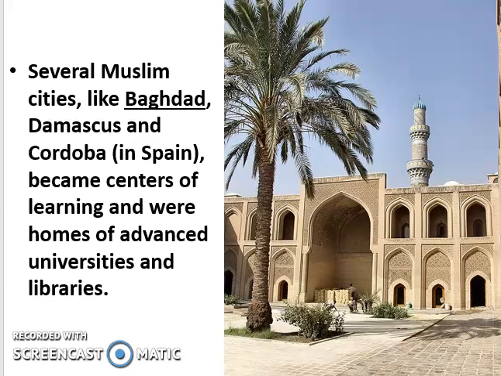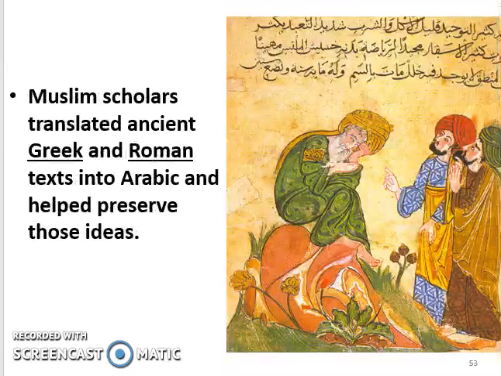Several Muslim cities like Baghdad, Damascus, and Cordoba, located in Spain, became centers of learning and were homes of advanced universities and libraries. Education was important. Muslim scholars translated ancient Greek and Roman texts into Arabic and helped preserve those ideas. So we've seen many areas throughout history that preserved Greek and Roman ideas, including the Byzantines and now the Islamic armies as well.